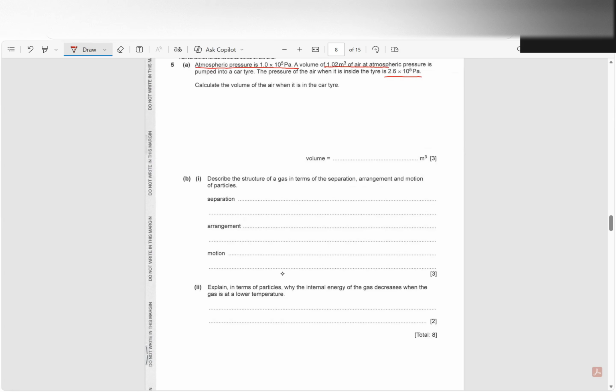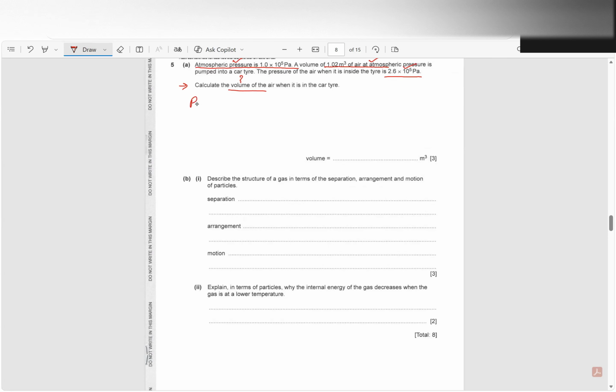So in other words, we can see that the pressure is changing. Outside, the atmospheric pressure was 1 into 10 raised to power 5, and inside it is 2.6 into 10 raised to power 5. So it is definitely showing a change. What exactly is the question asking? Calculate the volume of air when it is pumped inside of the car's tire. Okay, so we are asked to find the volume. We have the initial pressure, initial volume. We have the final pressure, but we do not have the final volume.